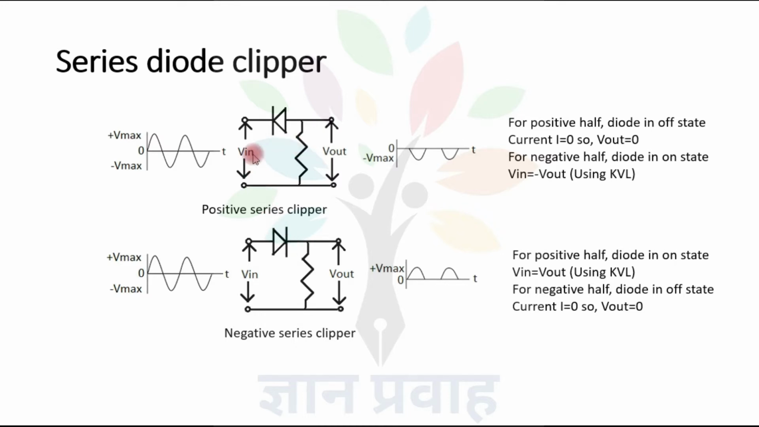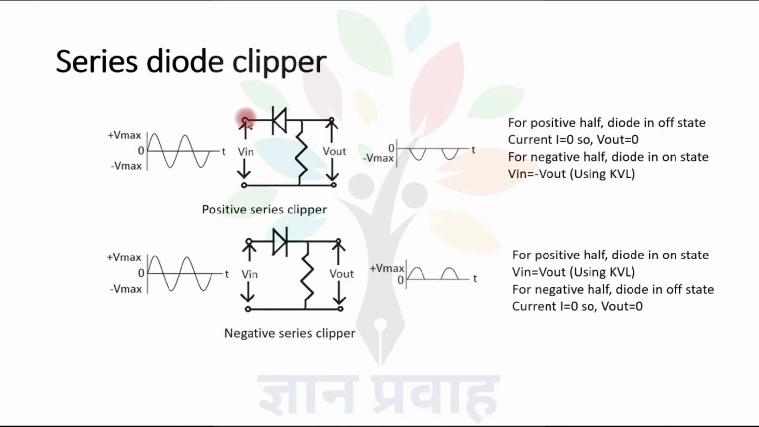The input of the clipper circuit is a sinusoidal waveform here. So for the positive half, this PN junction diode is in off state. It means current conduction is 0. So for the positive half, current conduction is 0 or output voltage is 0. Positive halves are clipped off.